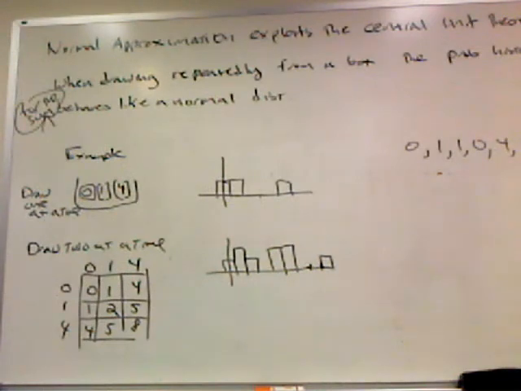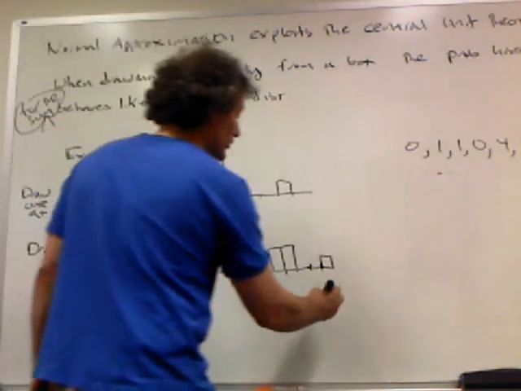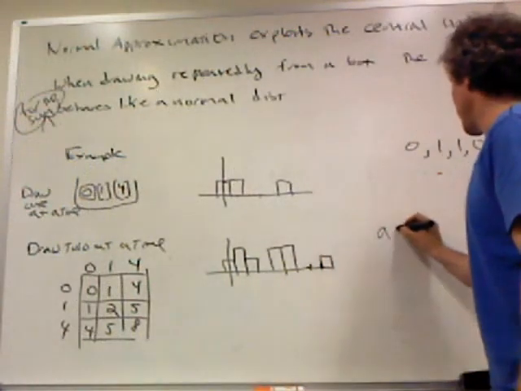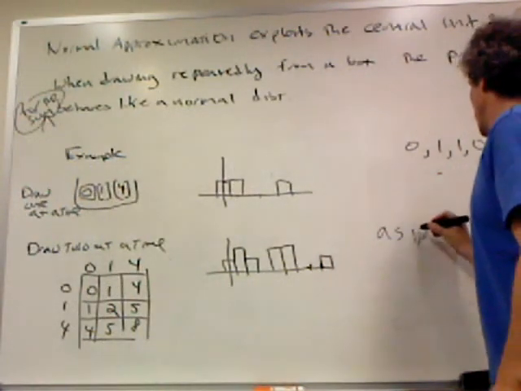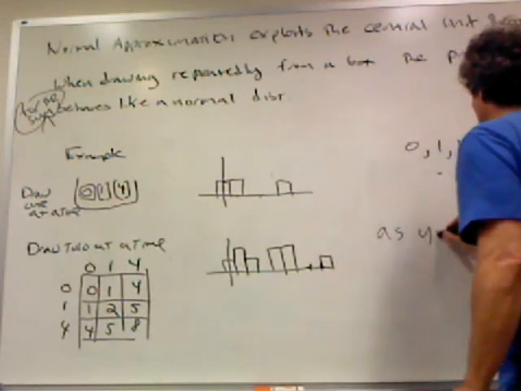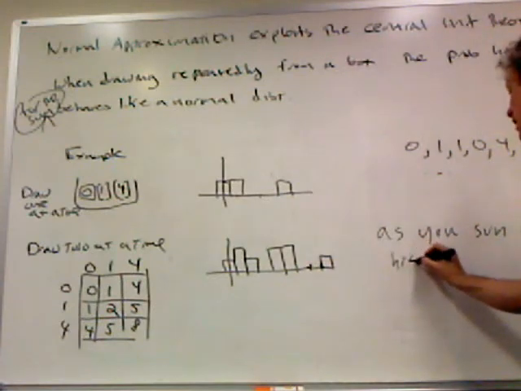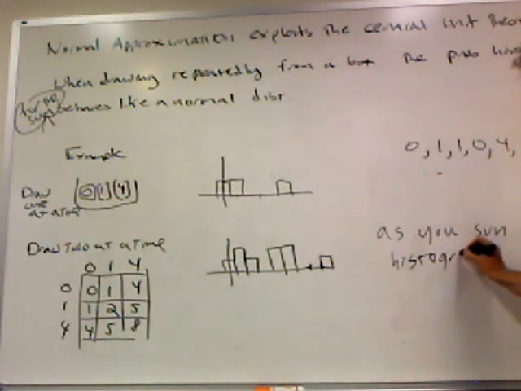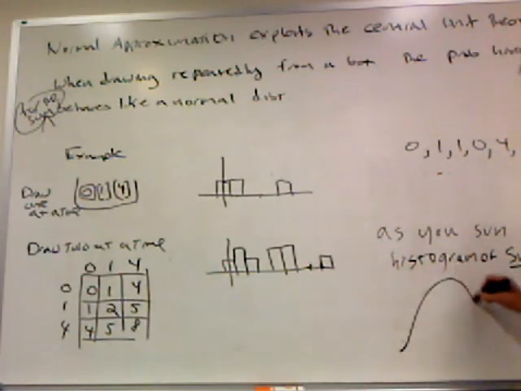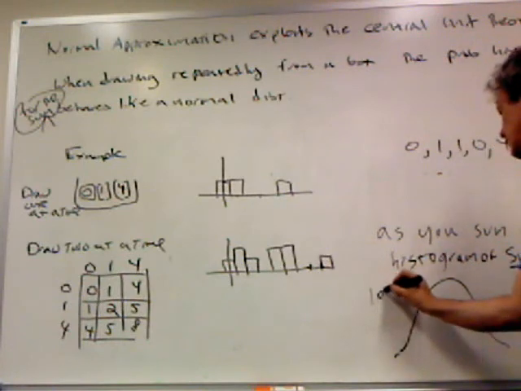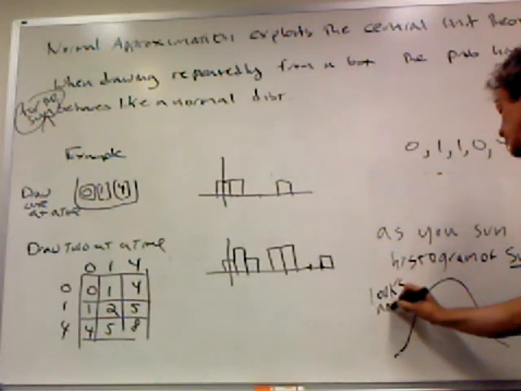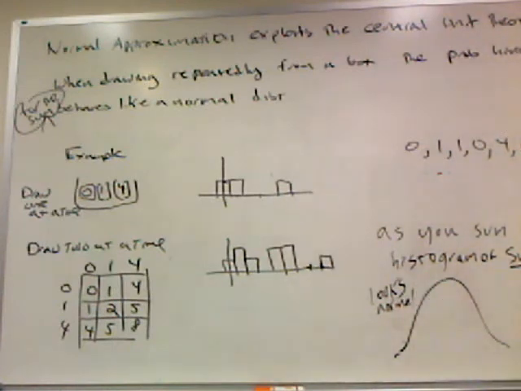Now it's going to get pretty complicated to get 3 and 4 and 5, but what the central limit theorem is saying is that as you sum more at a time, the histogram of the sums, not of the original thing, starts to look normal. That is what's going on with the central limit theorem. And you can even say more than that.